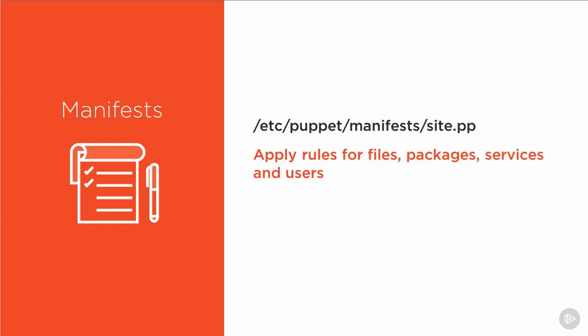These rules are going to be configured within manifests. We created the manifest, the site.pp. For us, it didn't really matter because we were using the client to apply a local manifest, but normally we'd be looking for the site.pp, so we just stuck with that name. With this, we can apply rules for files, for packages, for services, and for users.